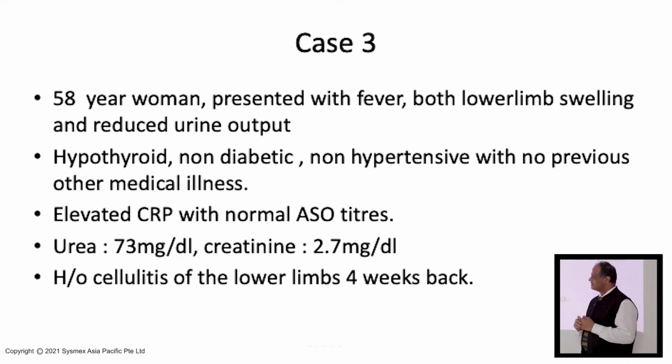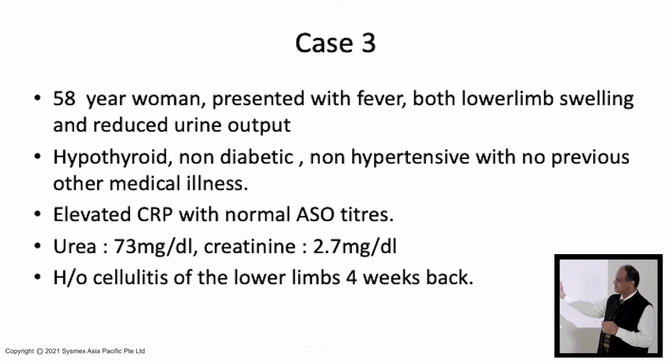Blood showed elevated C-reactive protein with normal ASO titers, that is anti-streptolysin O titers, usually done for nephro patients to understand whether they have streptococcal infections. Urea is elevated, 73 milligram per deciliter, normal being 40. Creatinine is also elevated at 2.7 milligram per deciliter, normal being 1.2. Note this, she had a history of cellulitis of the lower limbs 4 weeks back.